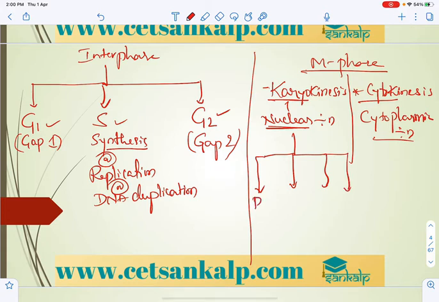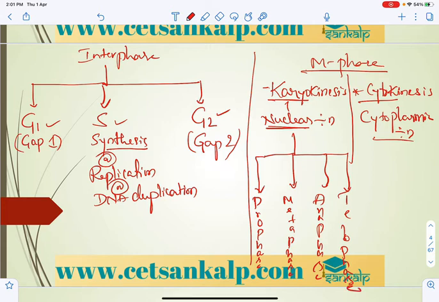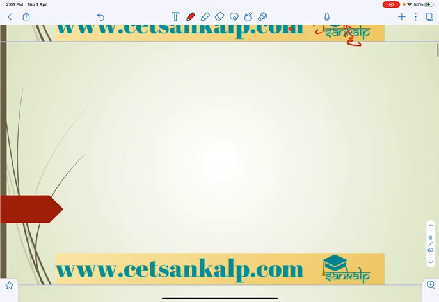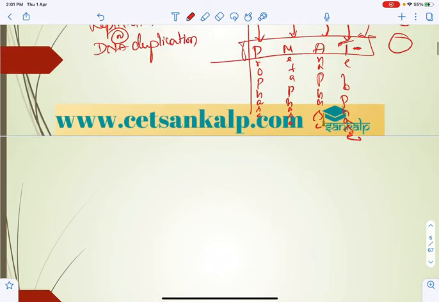So what are those 4 phases? Prophase, metaphase, anaphase and telophase. Finally after telophase, let us take the characteristic feature of telophase: simultaneously there will be cytoplasmic division, and finally it gives rise to two cells. So next we can take the difference between the G1, S and G2 phases.